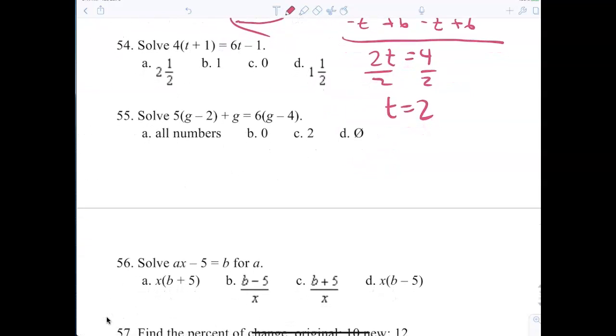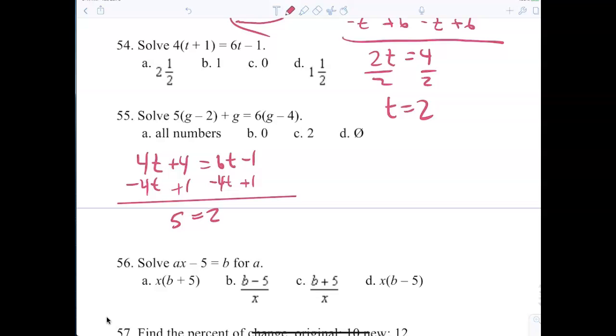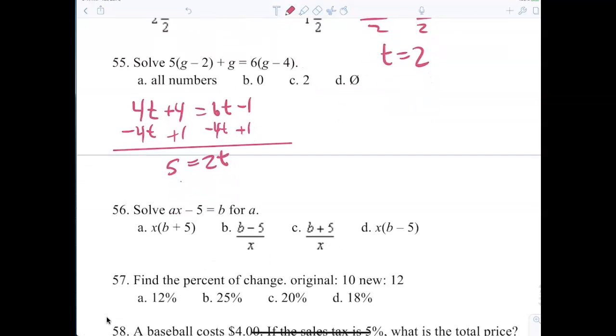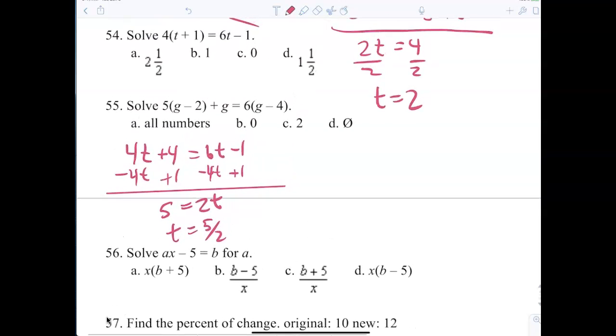Number 54. Distribute: 4t plus 4 equals 6t minus 1. I like to subtract 4t. I like to add 1. So I end up with 5 equals 2t. So t equals 5 divided by 2. And 5 halves is the same as 2 and 1/2.